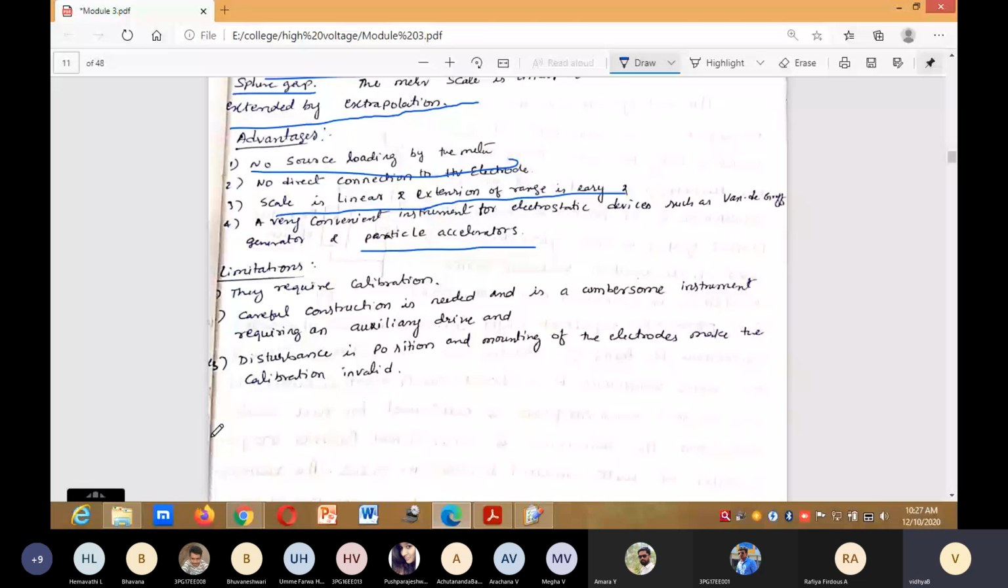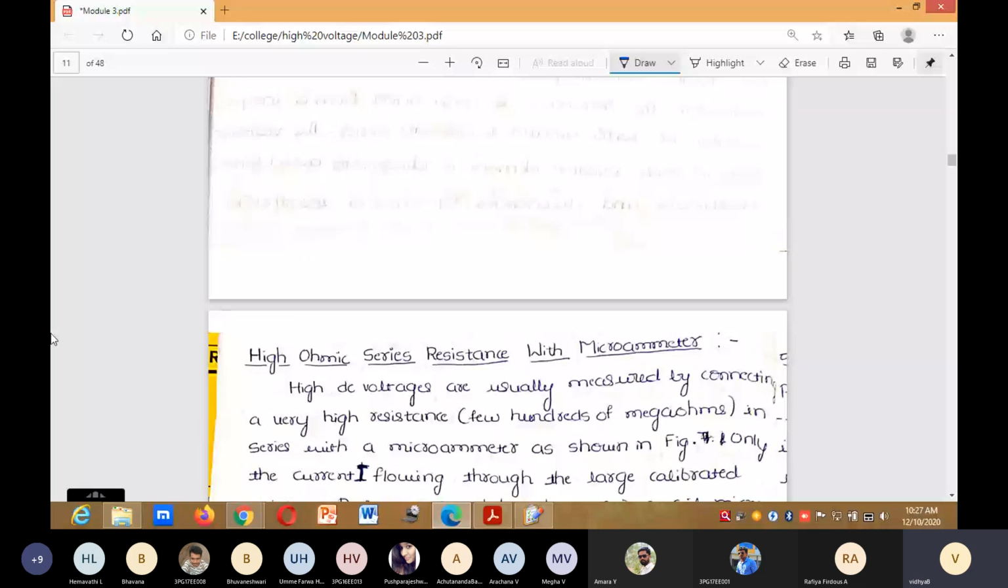In the next class we shall read about high ohmic series resistance with microammeter.